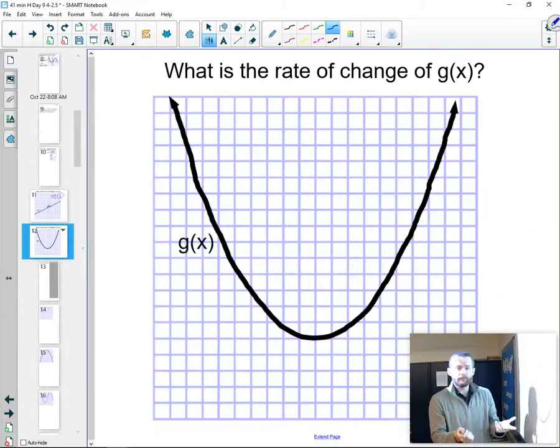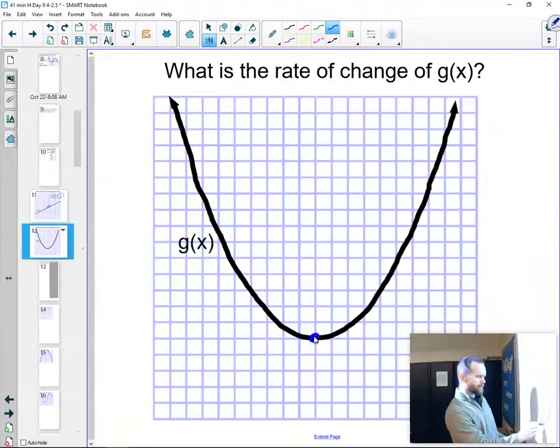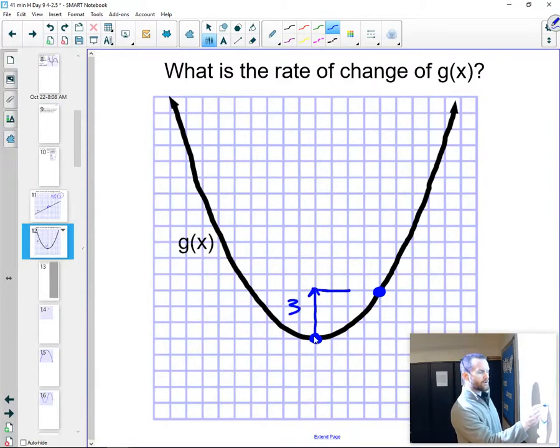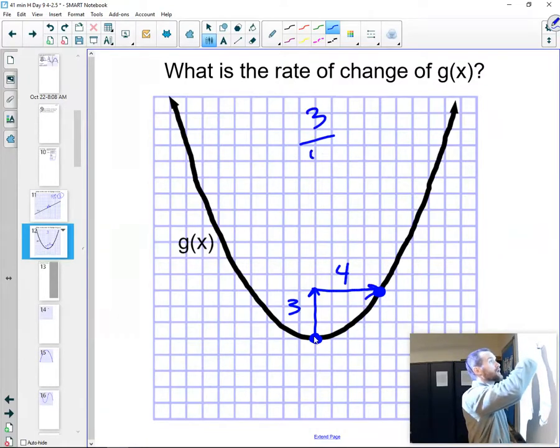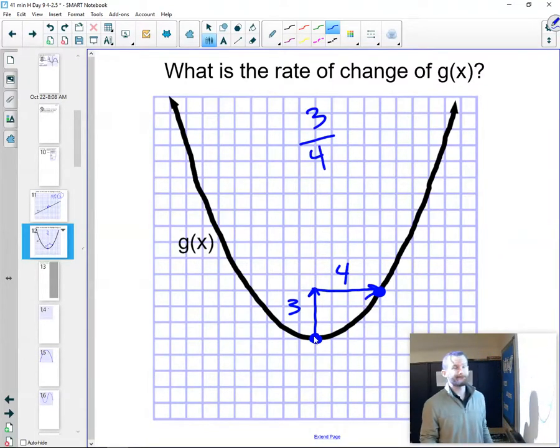Well, let's try the same thing. Let's pick 2 points. So that point looks good, the vertex. And what's another good point? This point looks okay. That's on whole numbers. And let's find the rise over run. So that would be at 1, 2, 3, and 1, 2, 3, 4. So, okay, that means the rate of change is 3 over 4, right?